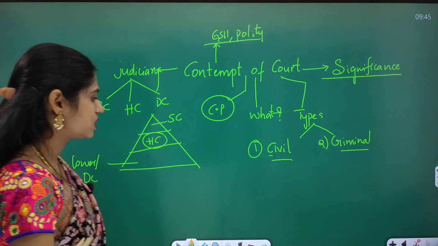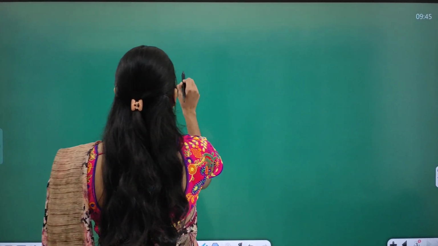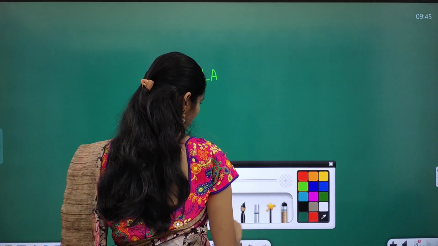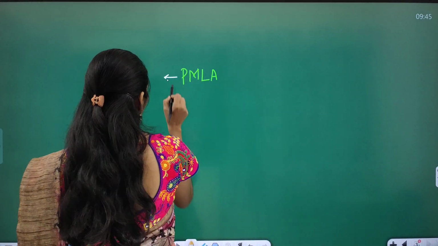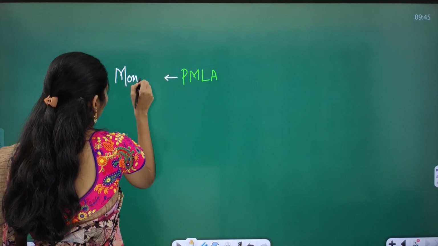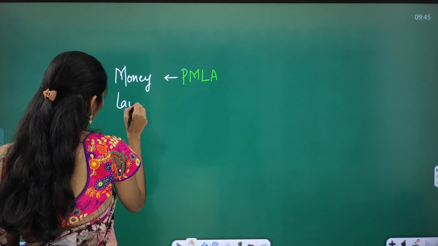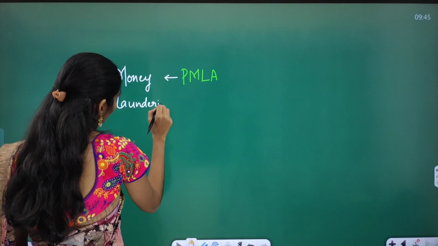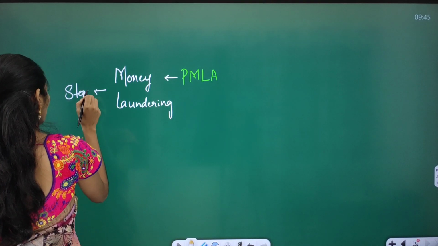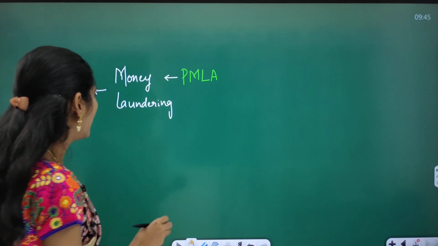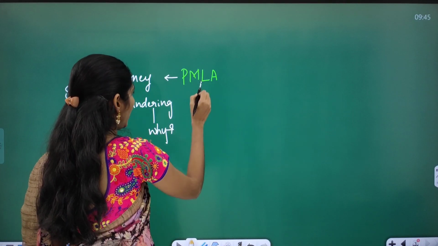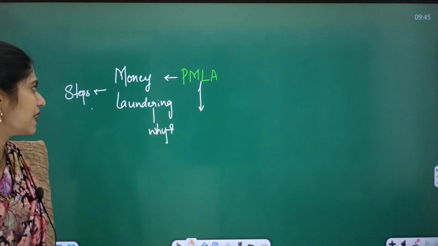So here you have to see some dimensions like Prevention of Money Laundering Act. So what are the dimensions here? You have to see what is this money laundering first of all. So what is this money laundering? There are 3 steps in this money laundering. You have to see what are those steps, and you have to see why money laundering is happening. And this is an act which is preventing this money laundering.